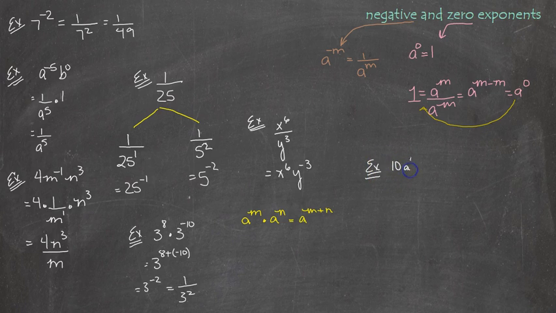10a to the 4th divided by a to the minus 4. Okay. I have to get rid of the negative exponent, so I'm going to move it up to the numerator and change the sign. So I have 10a to the 4th times a to the, instead of a negative 4, it's going to become the opposite sign in the numerator, which is a positive 4. And now I can combine these. I have 10a to the 4 plus 4, which equals 10a to the 8th power.